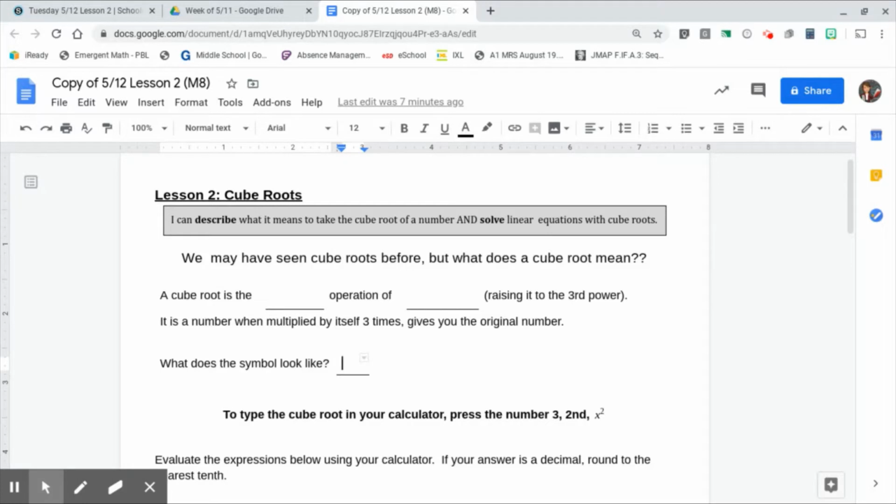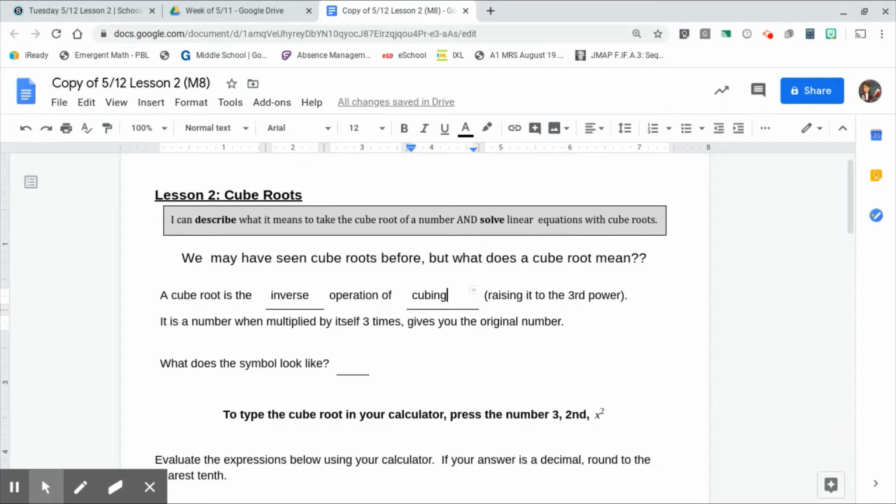So this is very like the last lesson on square roots. We may have seen cube roots before, but what does a cube root mean? A cube root is the inverse operation. Remember, inverse means opposite of cubing a number. So what that means is if we cube a number, that means we're raising it to the third power, so the exponent is a 3. It is a number that, when multiplied by itself 3 times, gives you the original number.